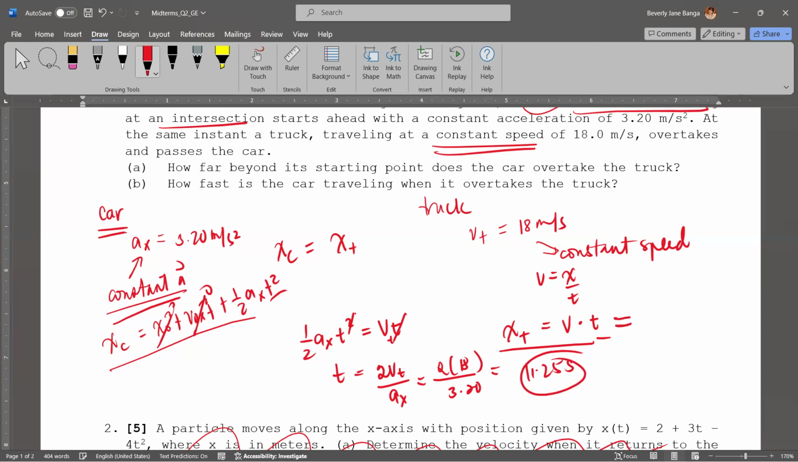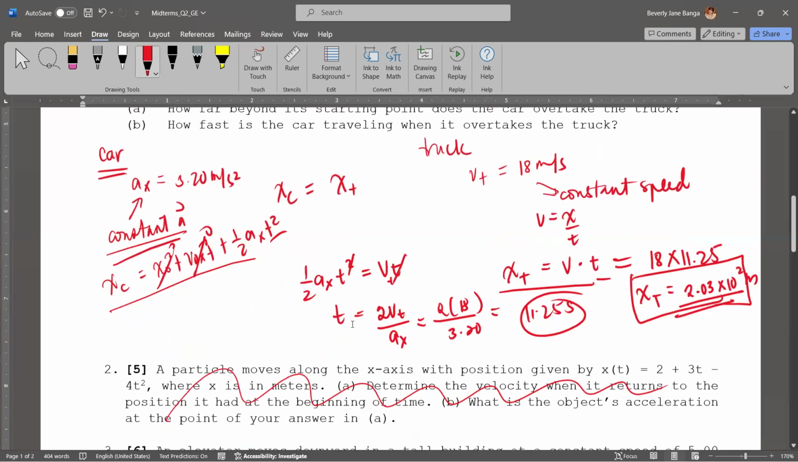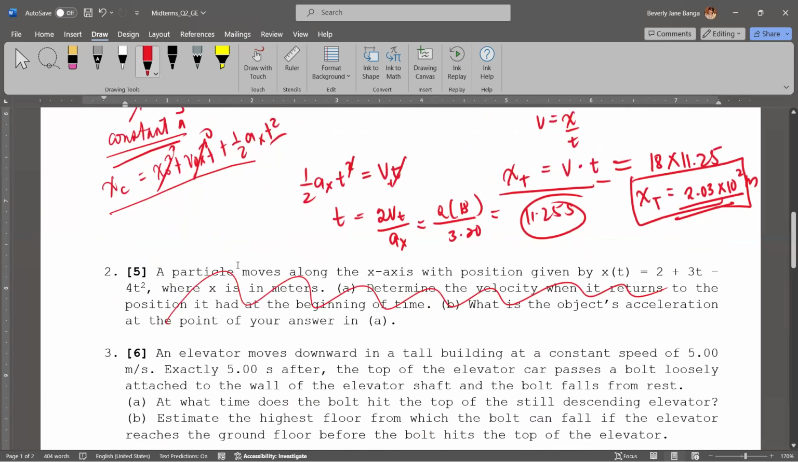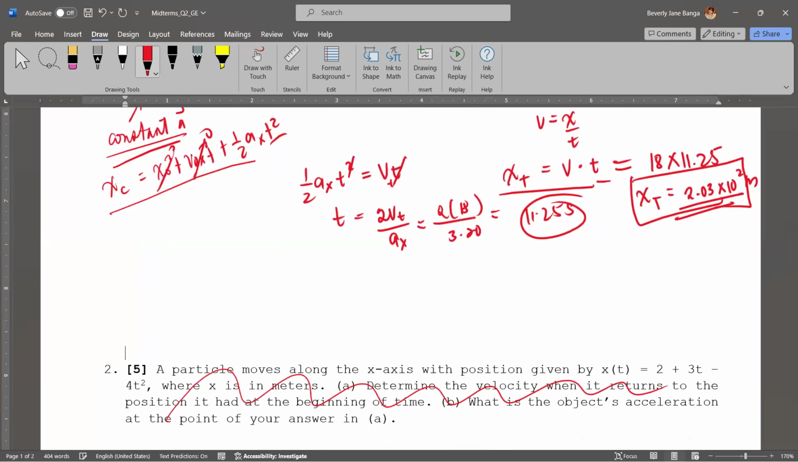To get the distance, this is simply 18 times 11.25. You get x of t is equal to 2.03 times 10 raised to 2 meters. Okay? 202.5, actually.